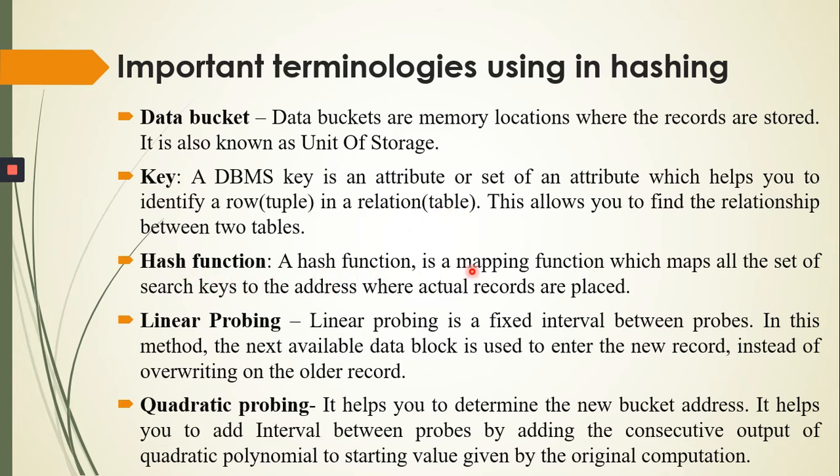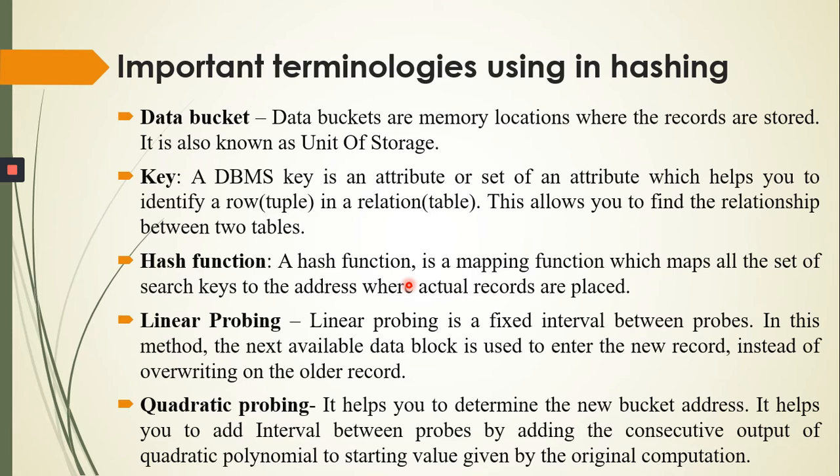Hash function is a mapping function which maps all the set of search keys to addresses where actual records are placed. So the hashing function is used to calculate the address, as I explained earlier. Mod 5 is a hash function. All keys are divided by 5 and the answer is the remainder. So the remainder is our address. This type of hash function is used to calculate the memory location where we store the data.